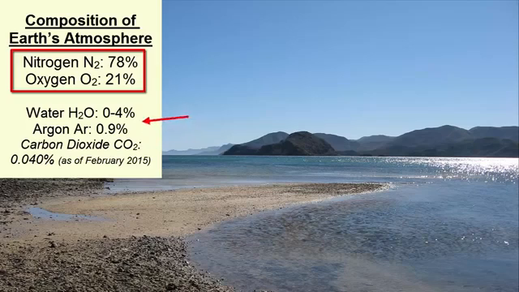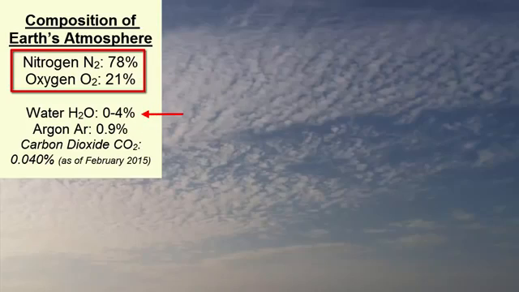Water is a little different. As discussed in the relative humidity video tutorial, wet air can change those percentages, as water can be present in amounts of 4% or less. When air is warm, it has a greater capacity for water.